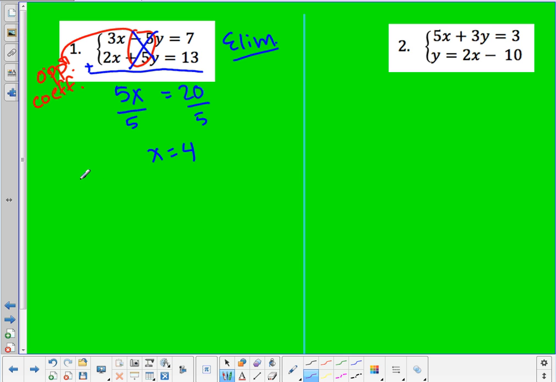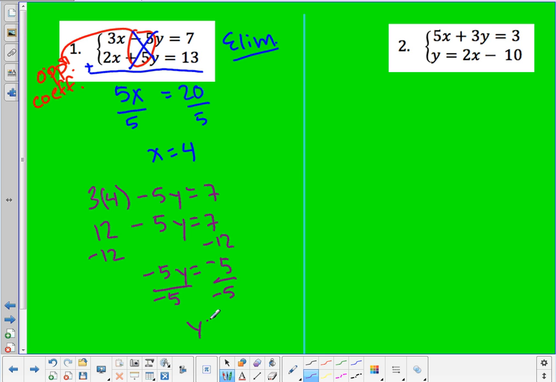Then I can plug that back in and get the y. I'll just use the top equation. Doesn't matter, both will work. 3 times 4 minus 5 times y is equal to 7. That gives me 12 minus 5y equals 7. Subtract the 12. Negative 5y equals negative 5. 7 minus 12 is negative 5. And divide by the negative 5. So I get y is equal to 1.